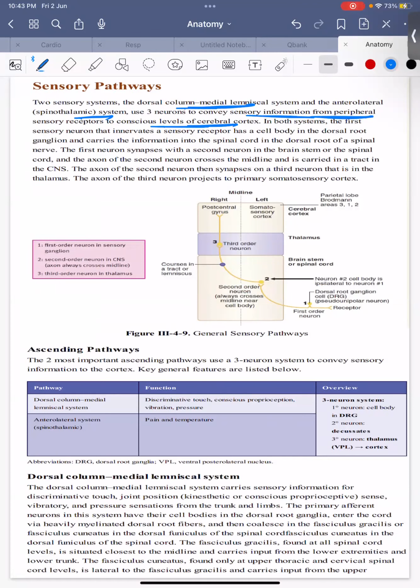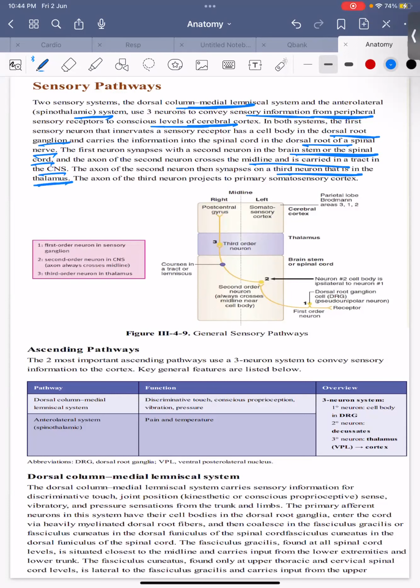Now, the first sensory neuron will innervate the receptors. These receptors have their cell body within the dorsal root ganglia. We already talked about it. The dorsal root ganglia carry the information to the spinal cord in the dorsal root of the spinal nerve. The first neuron synapses with the second neuron, which goes to the spinal cord or brainstem level. And then the axon of the second neuron crosses the midline and is carried in a tract to the CNS. Now, the axon of the second neuron synapses on a third neuron, which is present in the thalamus.